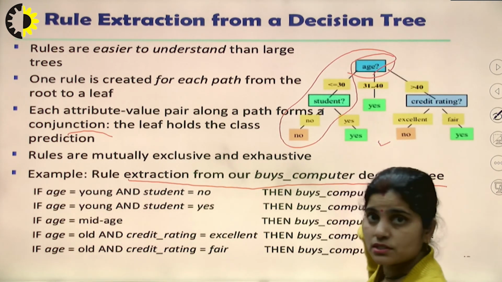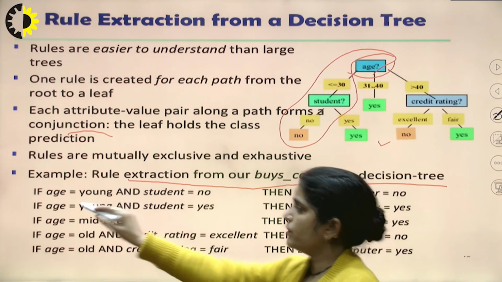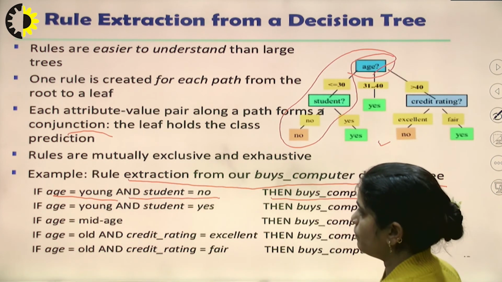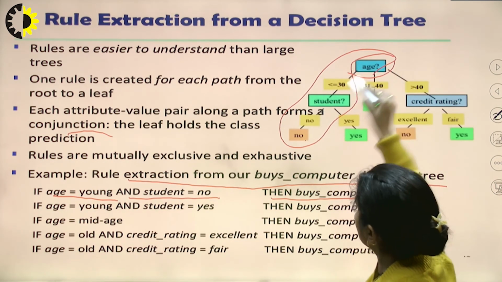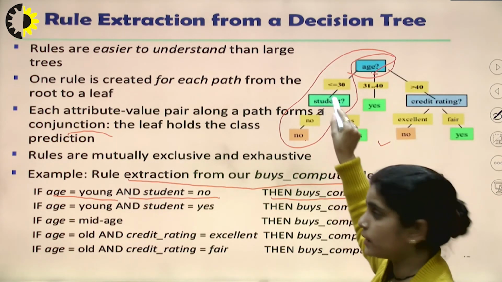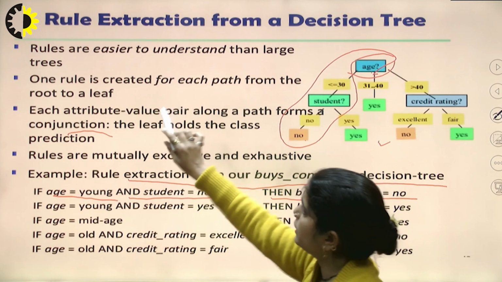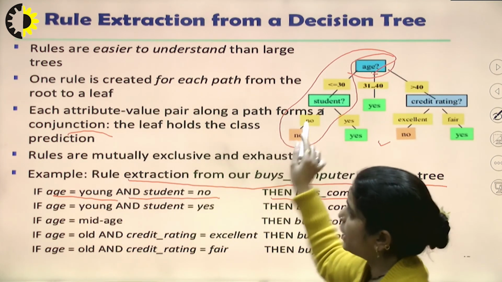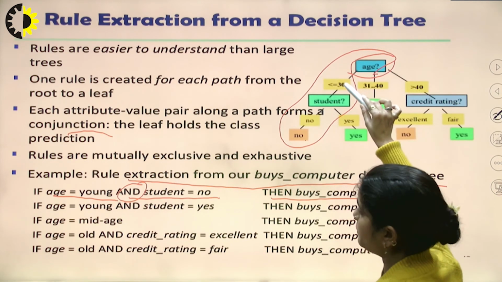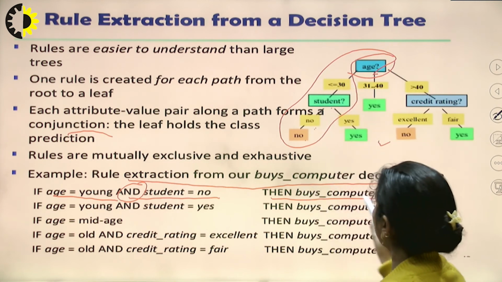This is the buys-computer decision tree, and from this decision tree we are going to extract the rules. The first rule is: if age is equal to young and student is equal to no, then buys computer is no. From root to leaf node, the rule indicates that if age is equal to young, meaning age is less than or equal to 30, and student is no, then buys computer is no. Each attribute-value pair along a path forms a conjunction, and conjunction means AND.